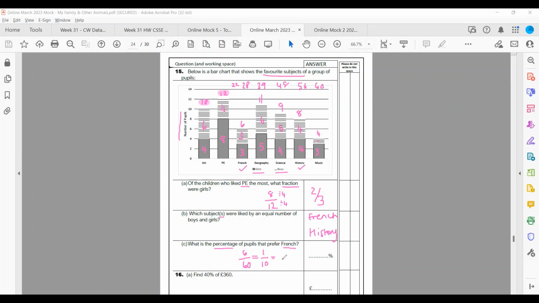And 10 will go into 100. So I can make an equivalent fraction. 10 into 100, I'm timesing by 10. Whatever I do to the bottom, I must do the same to the top. So 1 times 10 is 10. So 10/100ths would be 10%.